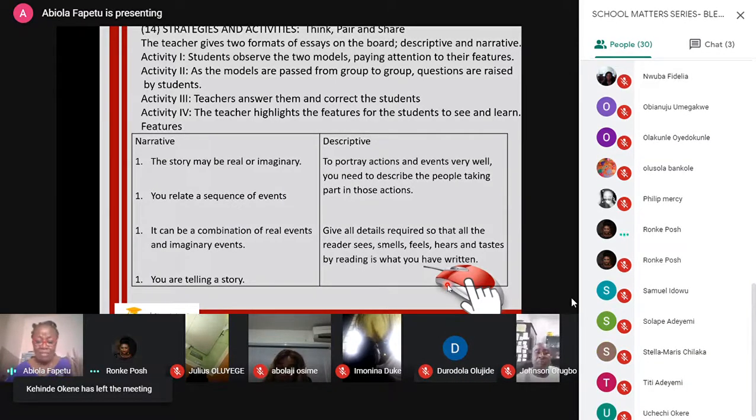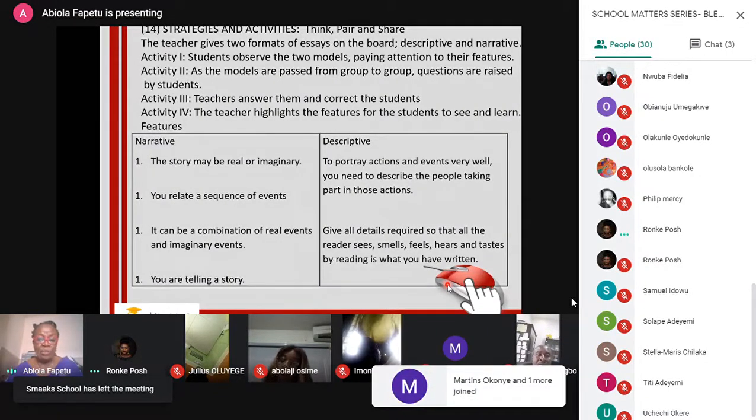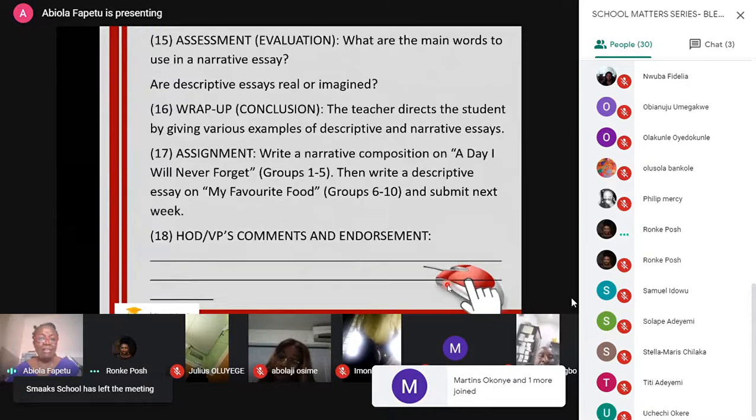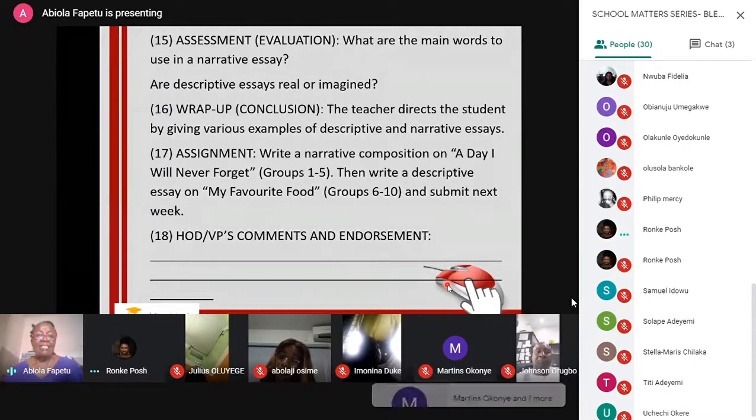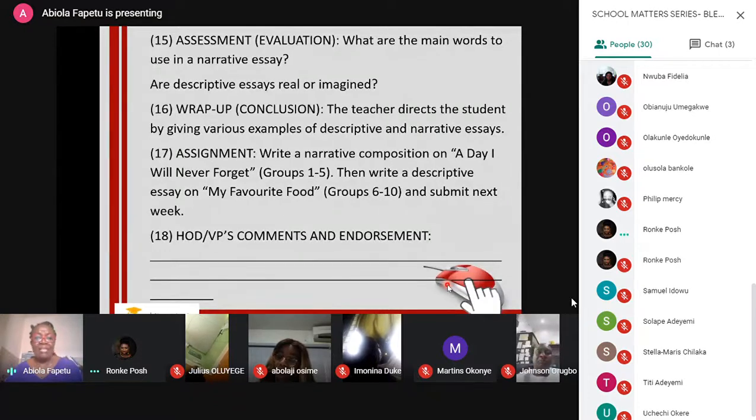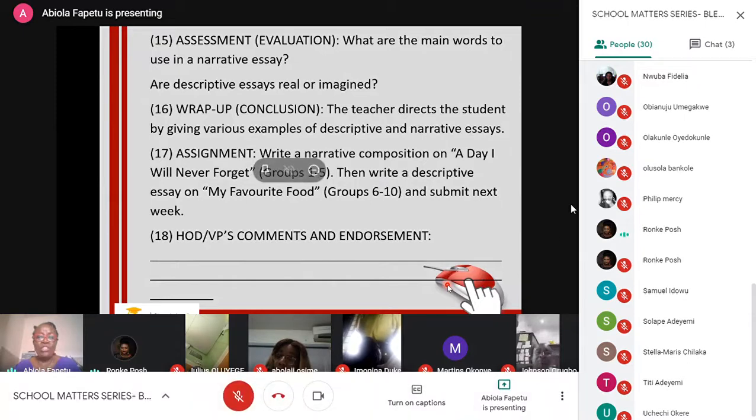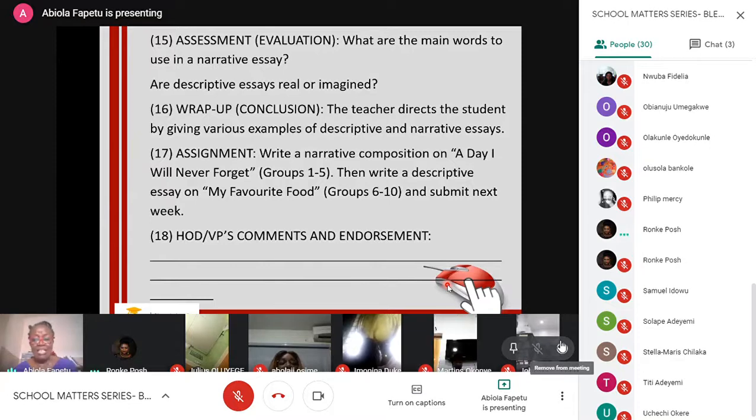And then we have a table that shows the differences between descriptive and narrative. And then assessment and evaluation, the wrap up, the assignment. We're now giving them the assignment to write a composition on a day I will never forget, or to write a descriptive essay on my favorite food and submit next week. And so we have the HOD and the vice principal's comment goes on there.